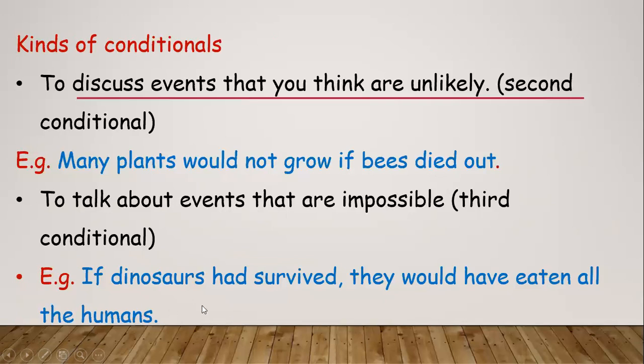And this is the example for the third conditional. So if dinosaurs had survived, they would have eaten all the humans. You see, it's something that we don't know, and probably we never know because it's something that is impossible to predict.